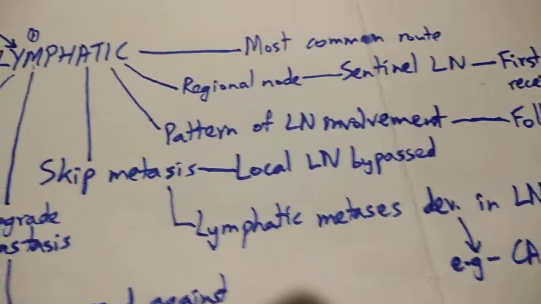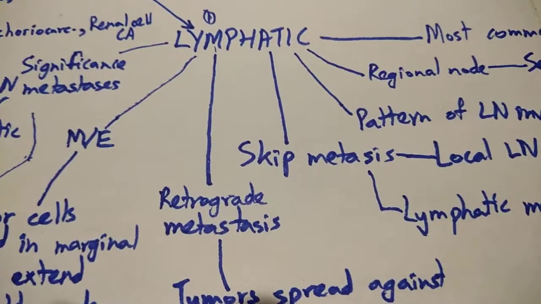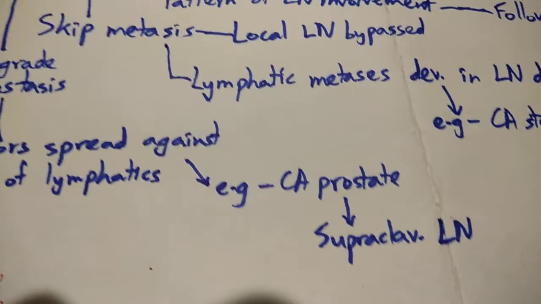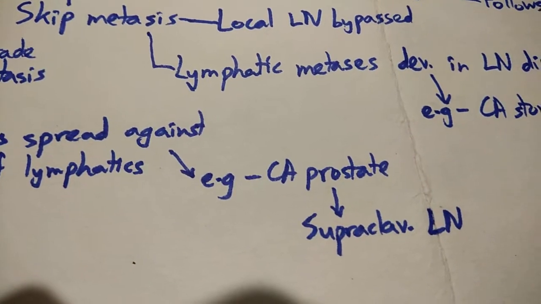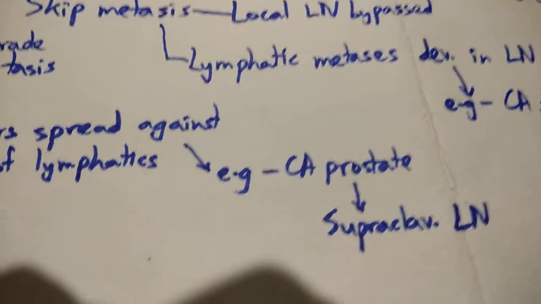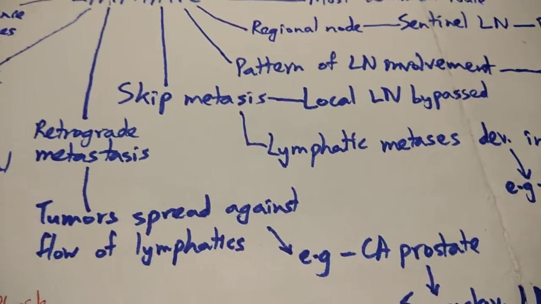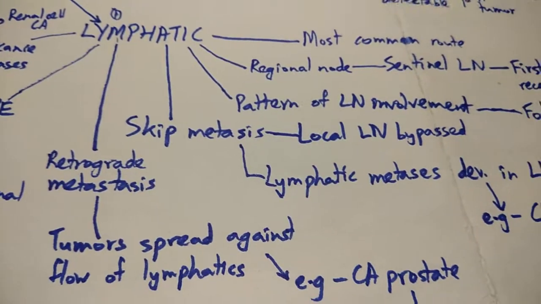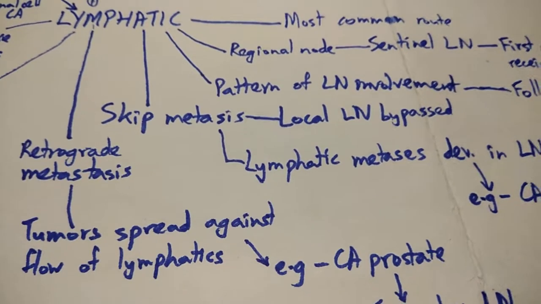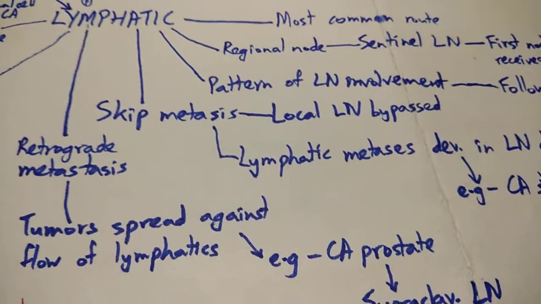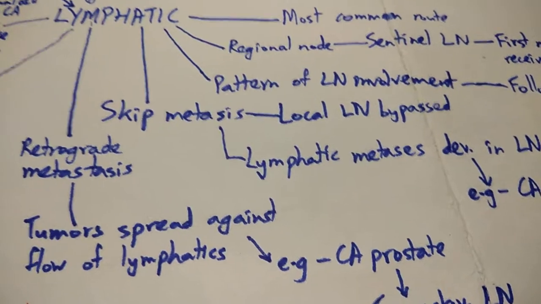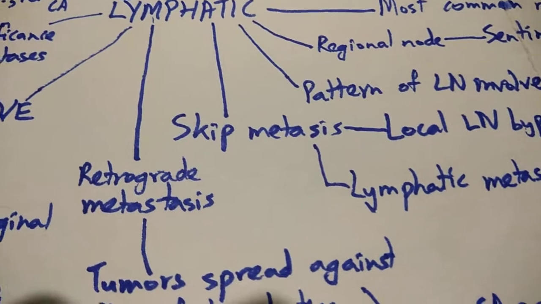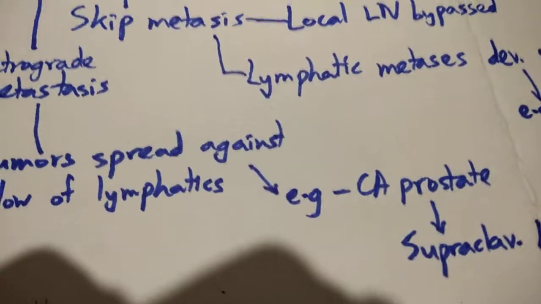Sometimes you find retrograde metastasis, where tumors spread against the flow of lymphatics. For example, carcinoma prostate can manifest in the supraclavicular lymph node. Now, to put this in better terms, sometimes when you're driving down a road and you find a one-way, you're following the one-way, you'll always find that one guy who decides to come in the opposite direction, right? Think of that guy as retrograde metastasis. He's going in the exact opposite of the flow of traffic. In this case, we're calling it lymph.